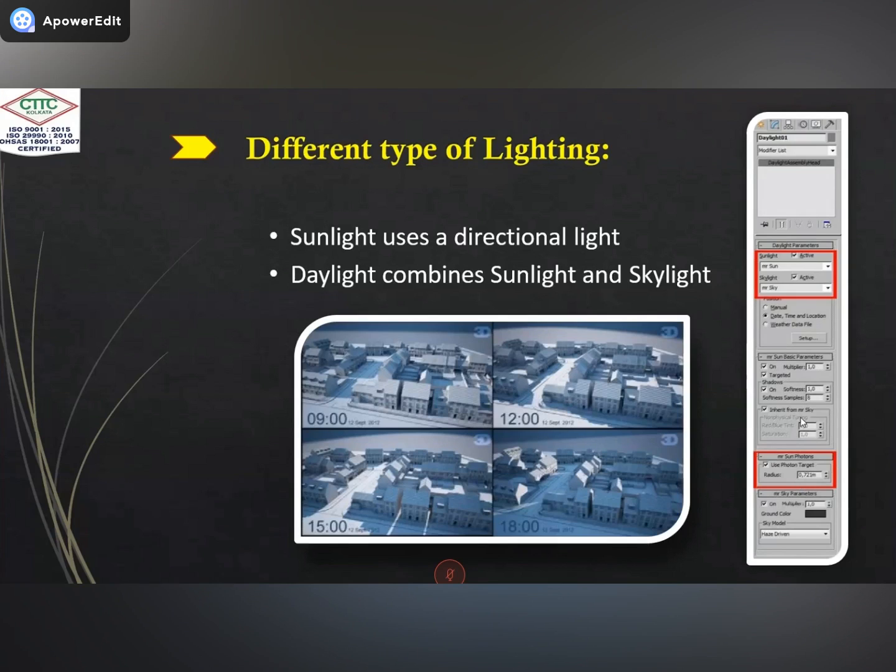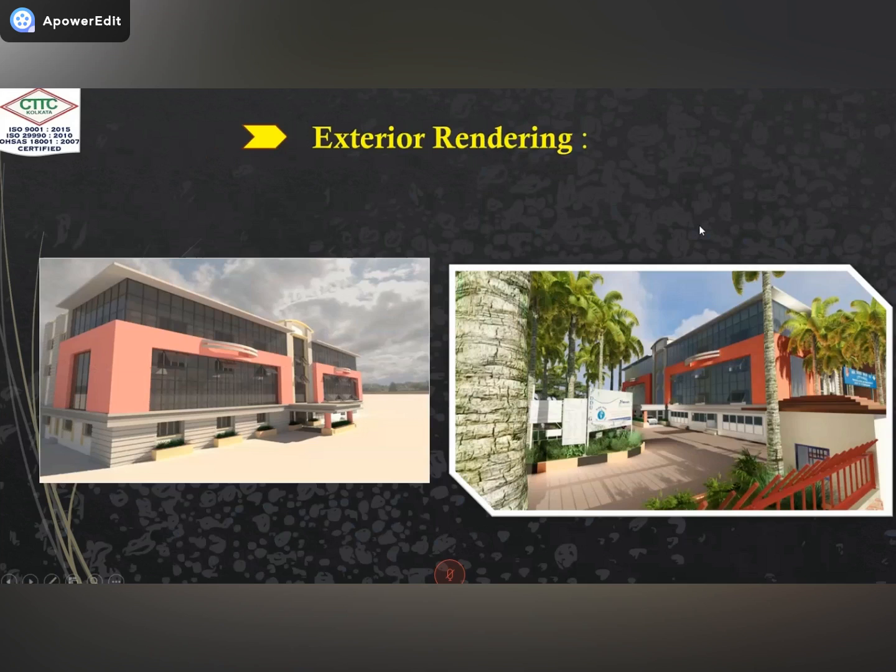Okay, you can also use the time of day for the intensity. If you want to use morning 9 o'clock, how much intensity of sunlight is there, 3ds Max automatically converts that sunlight as per your requirement. Now, the next slide is your exterior rendering example.